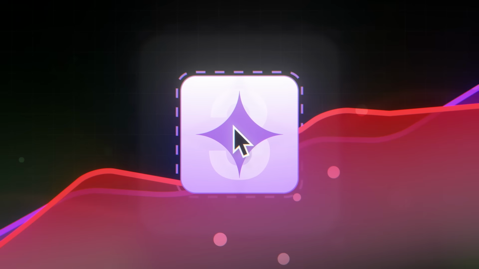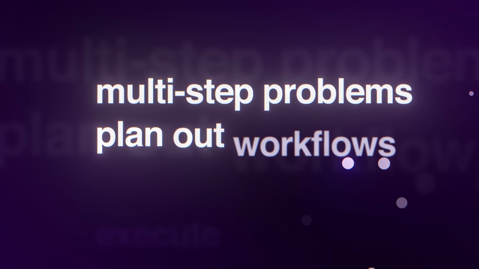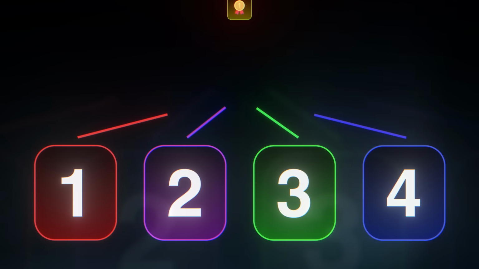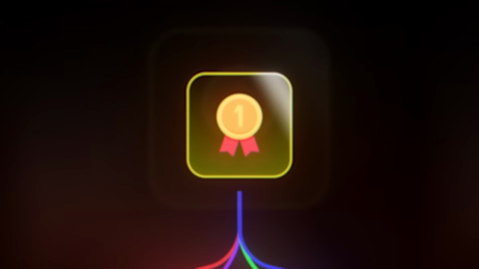Let's start with the basics most people skip, and that's understanding what Gemini 3.0 Pro actually is. This model launched a few weeks ago, and it's a massive upgrade from the previous version. It's built for complex reasoning, which means it can handle multi-step problems, plan out workflows, and execute tasks autonomously. And when I say autonomously, I mean that you can give it a goal and it'll break that goal into steps, use the right tools, and get it done without you having to micromanage every little detail.